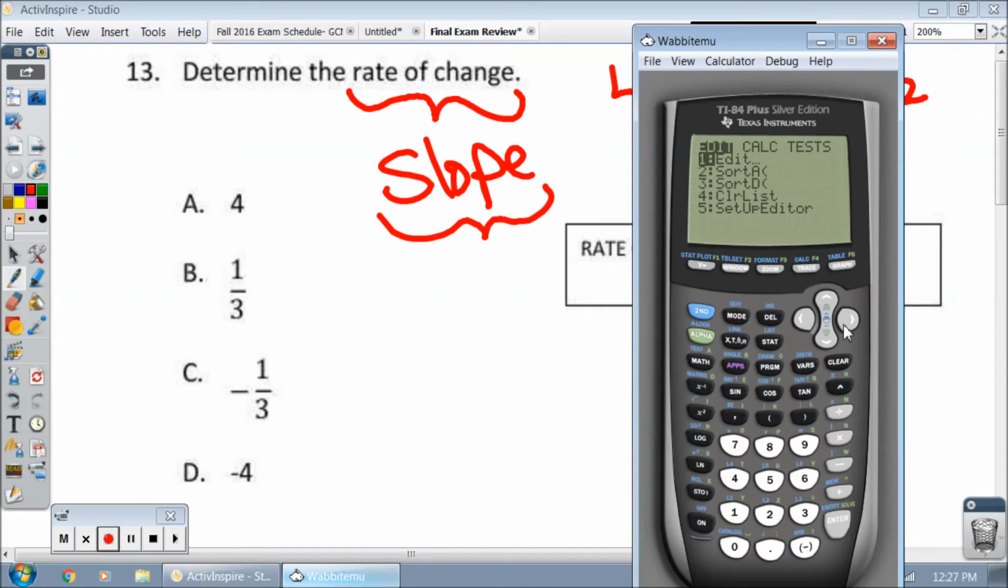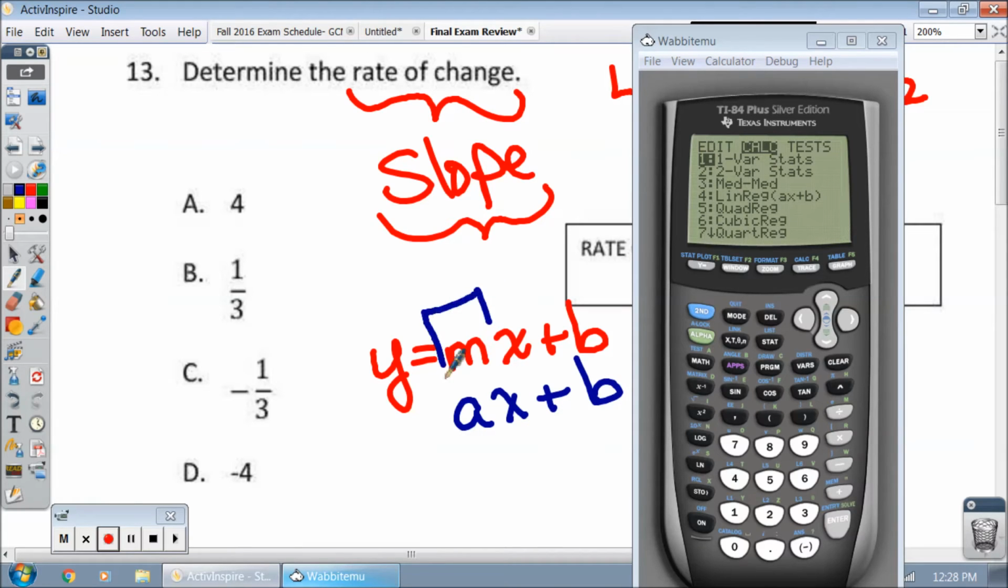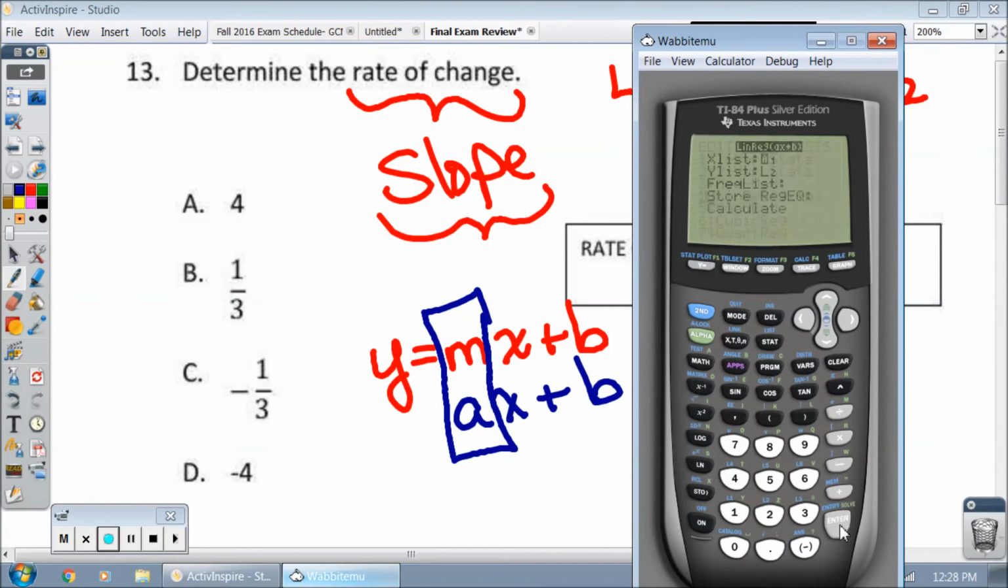So we're going to go stat, calc. If you look at number 4, it looks like mx plus b, but the calculator likes to use ax plus b, and that's fine. And this is our slope, the letter m, or in this case it's going to be the letter a. The calculator will calculate that for us. So we'll go all the way down. It's going to calculate a letter a, or a slope of 0.3 repeating.